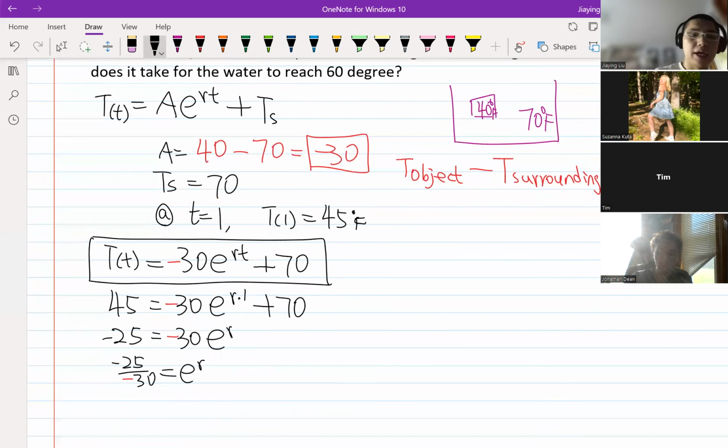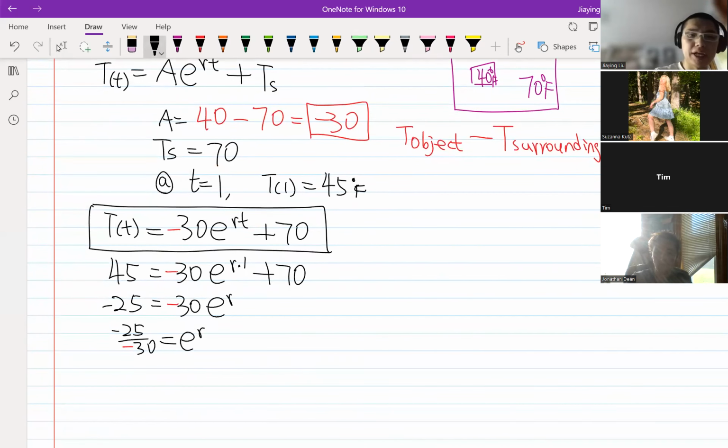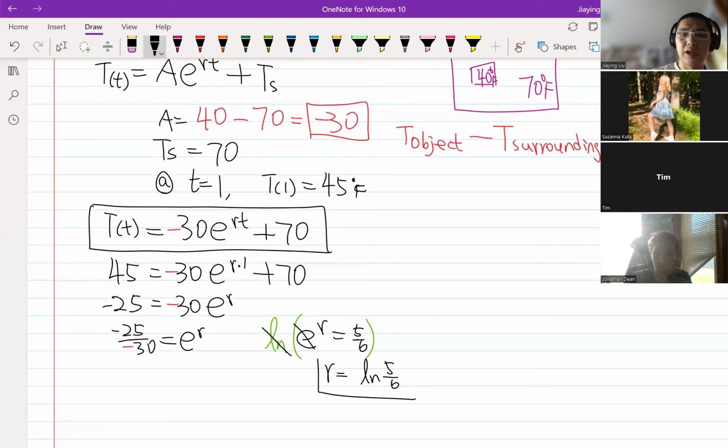Sorry about that. And now we can simplify this. So negative 25 divided by negative 30. We get e to the R, which is positive, which we need it to be positive because of exponential growth. E to any number is always going to be positive. So that's going to be 5 over 6, and we add natural log on both sides. Natural log and e cancel, so we get R equals natural log 5 over 6. So that will be the rate.